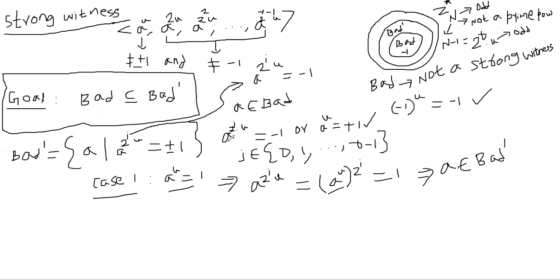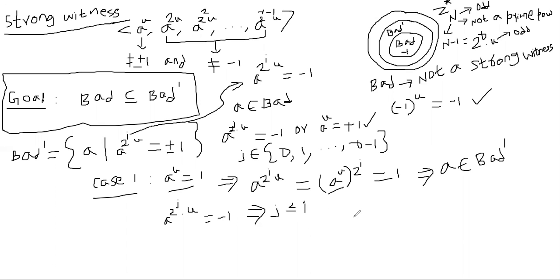The case 2 is a power 2 power j times u is equal to -1 for some j between 0 through r -1. What can we say about j and i? Remember, i is the largest value such that a power 2 power i times u is equal to -1. That means j must be less than or equal to i. If j is equal to i, the case is simple. We just replace j by i, then we have shown our a also belongs to bad prime. Let's consider the case that j is not equal to i.